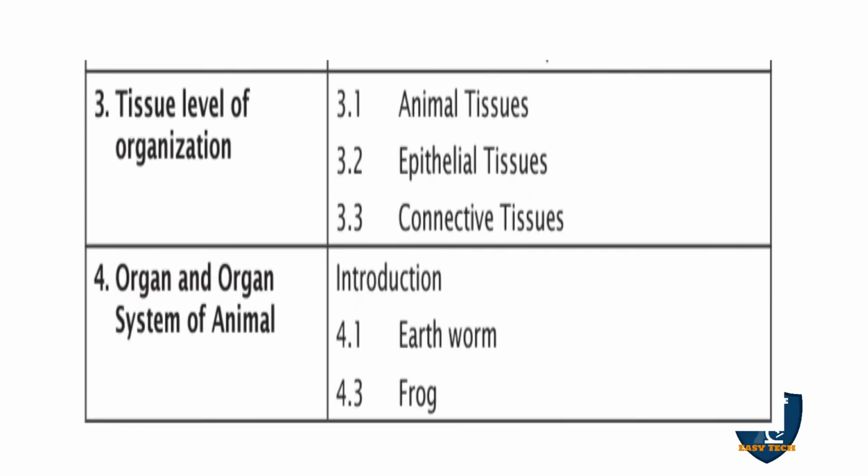Next, third chapter, tissue level of organization. 3.1 animal tissue, 3.2 epithelial tissue, 3.3 connective tissue. Fourth chapter, organ and organ system of animals. The introduction is there, but 4.1 earthworm and 4.3 frog. So in this type, study only these two.